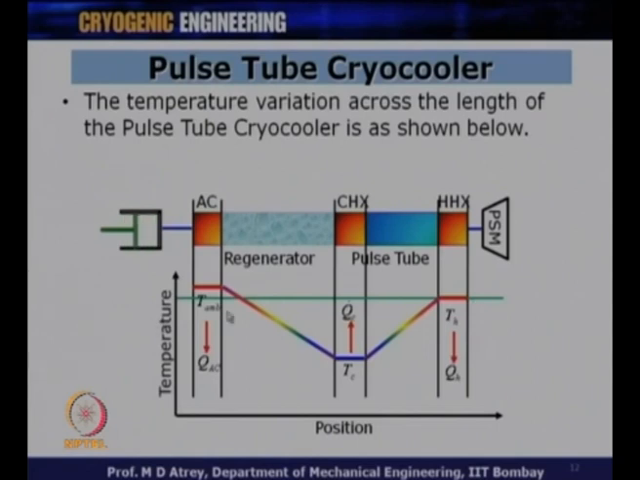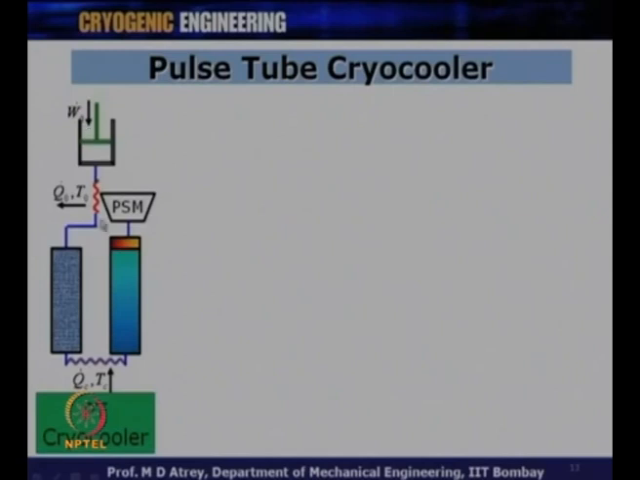So, this is a very important diagram to understand that the cold is getting generated at this point. The lowest temperature is generated in the cold end heat exchanger, near the pulse tube end which is closer to the regenerator. So, here we generate the cooling effect. Whatever object I want to cool should be kept attached to the cold end heat exchanger, across which the cold is transferred. Now, let us see the pulse tube cryocooler from a different perspective.